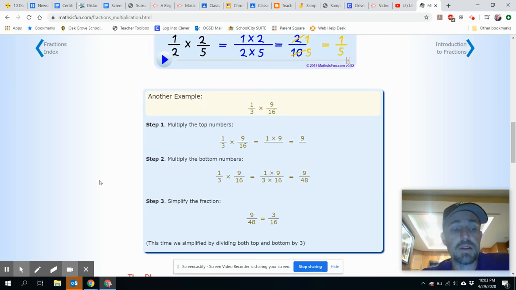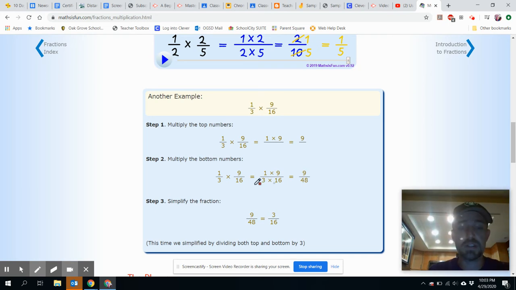Taking a look, here's another example. Once again, multiply your numerators, 1 over 3 times 9 over 16. Multiply your denominators and you get 9 over 48. 9 over 48 can be simplified to 3/16. But I don't know if you noticed, you could have cross-canceled here.